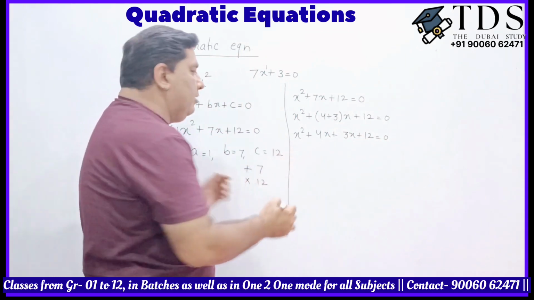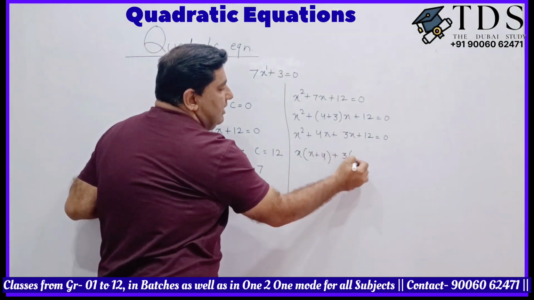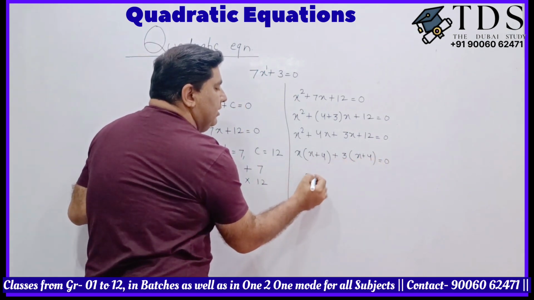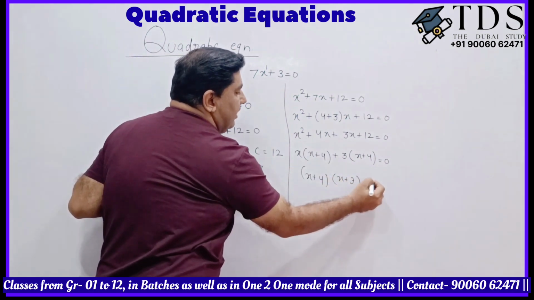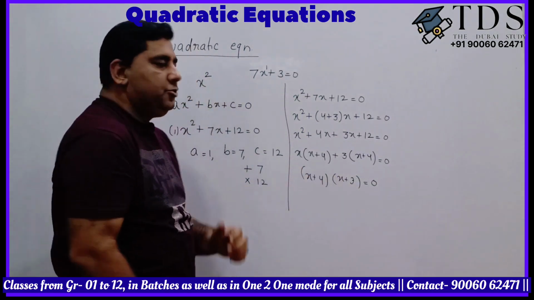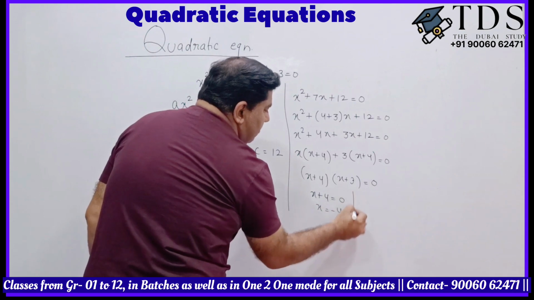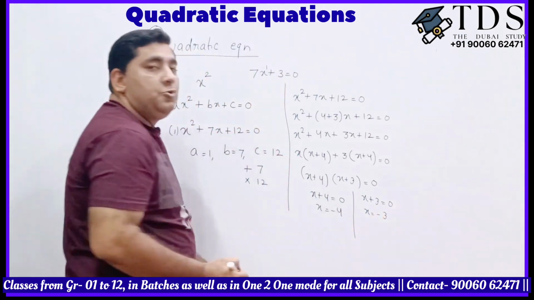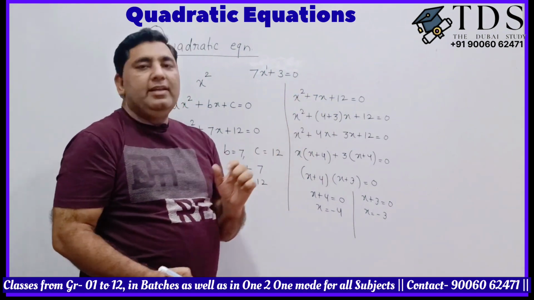Now by making pairs, we can take common x from the first two, it will be x plus 4. Taking 3 common, we get x plus 4. Now one bracket x plus 4 is common, take it out, and x plus 3 in the second bracket. Now you put x plus 4 equals to 0 and x plus 3 equals to 0. By putting x plus 4 equals to 0, you get x equals to minus 4. By putting x plus 3 equals to 0, you get x equals to minus 3. So these are the two solutions or two zeros of this quadratic equation.